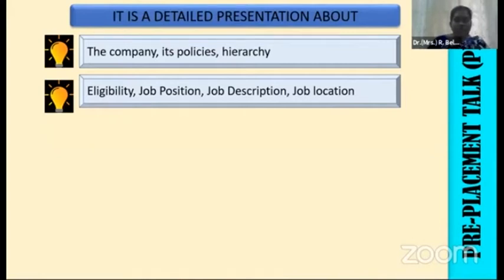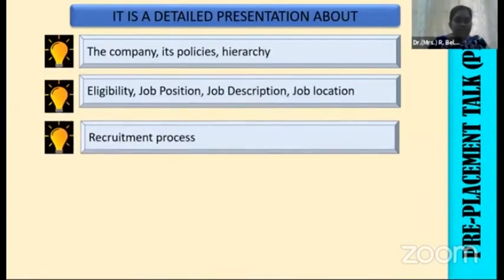The job position. If they are going to come for teachers, they will say we are going to take teachers. Teachers might be TGT, PGT, and all that. The job description. They will be talking about what type of work you will be doing and all that. The job location, where you will be posted, which are the places where you will have the posting.